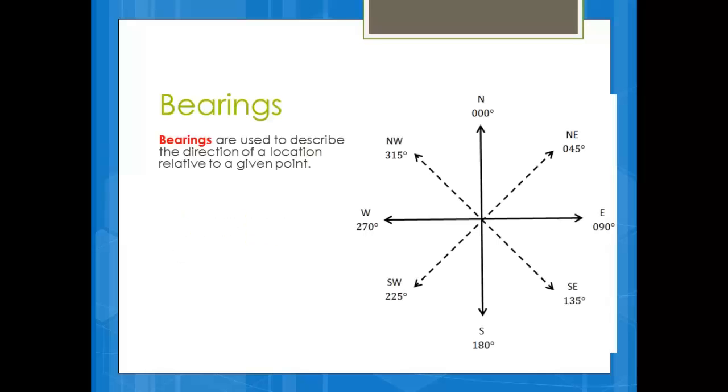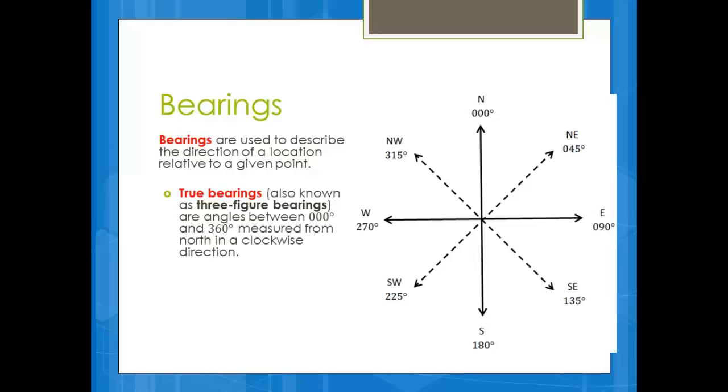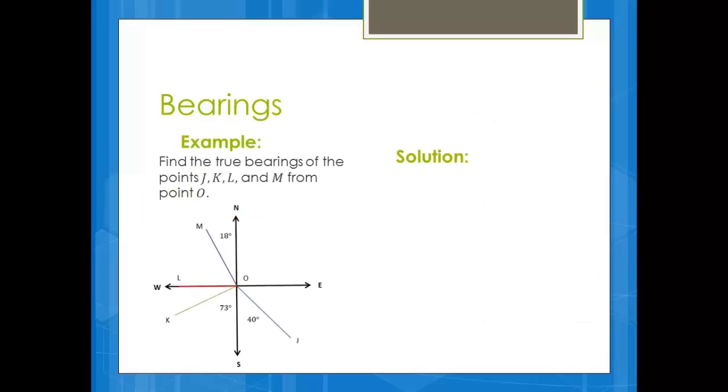Our second lesson in this topic uses right-angled trigonometry to solve problems involving bearings. Bearings are a way of describing the direction of one place relative to another. We use two different types of bearings. True bearings, or three-figure bearings, are measured in a clockwise direction from north. Compass bearings describe a direction using the 8 points of the compass.